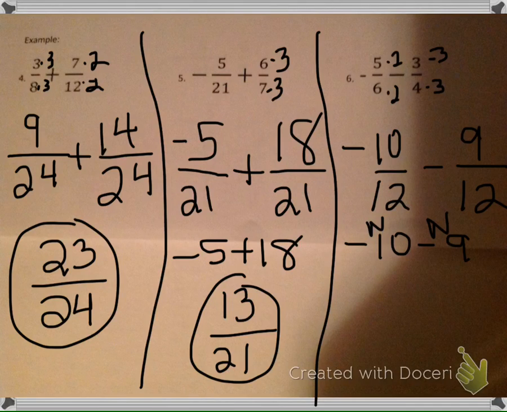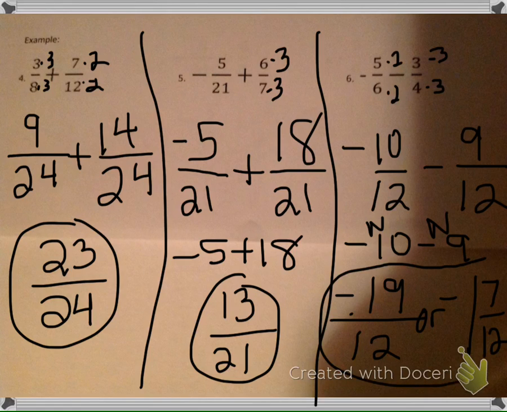10 plus 9 is 19. Oops. And which number is bigger? 10's bigger, so it's a negative 19 over 12. And that's already simplified. I am absolutely fine with you leaving them as improper fractions. I know in the past you may have been told not to. You could change it into a mixed number, but I actually am totally okay with just leaving it as negative 19/12 as long as it's simplified.